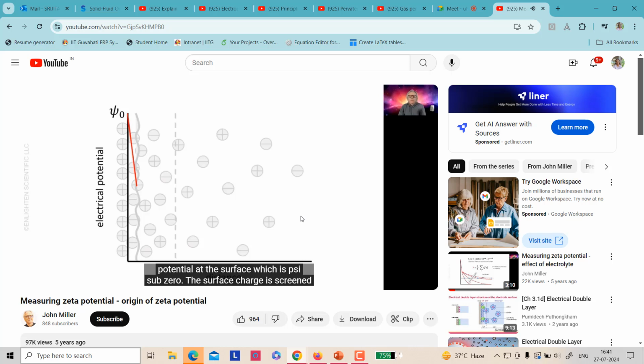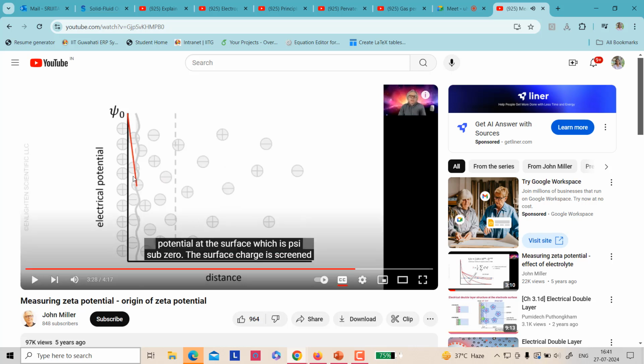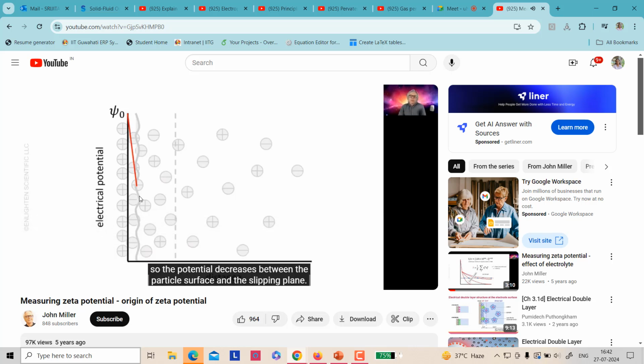Now the psi 0 is the potential at the particle surface, which is the highest one, right? Now it falls directly in a straight line, because there is no positive charge in the Stern layer. In the Stern layer, there is only negative charge, which is why the potential sharply decreases and we get a straight line here, due to the presence of adsorbed material of opposite charge. So the potential decreases between the particle surface and the slipping plane.